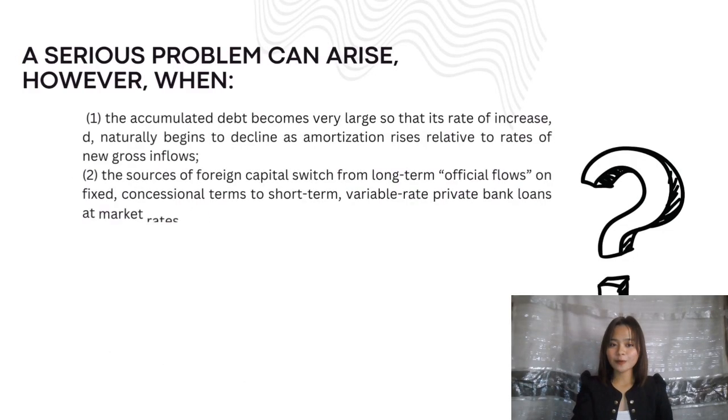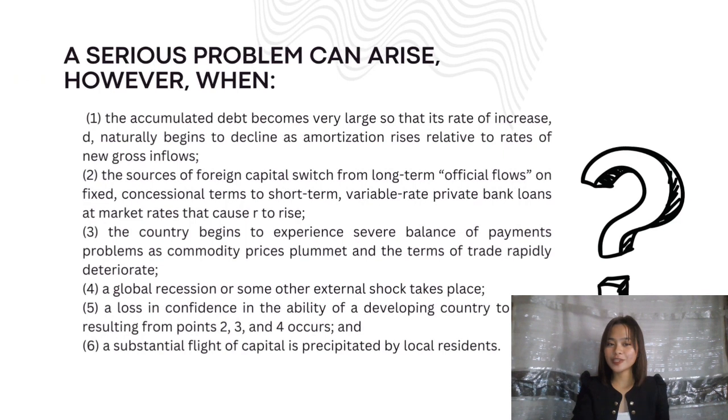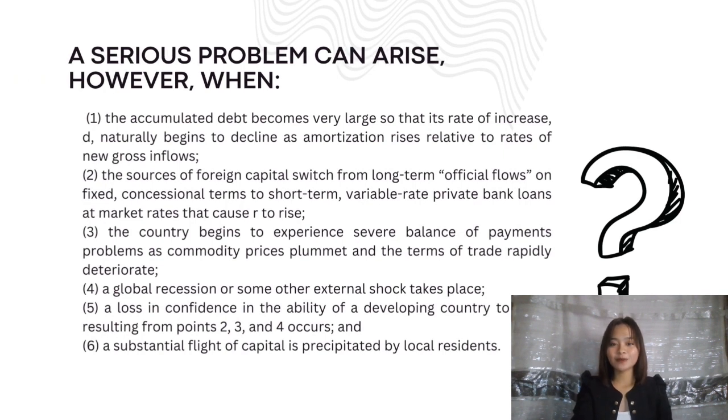A serious problem can arise, however, when, first, the accumulated debt becomes very large so that its rate of increase T naturally begins to decline as amortization rises relative to rates of new gross inflows. Second, the sources of foreign capital switch from long-term official flows on fixed, concessional terms to short-term, variable rate private bank loans at market rates that cause R to rise.